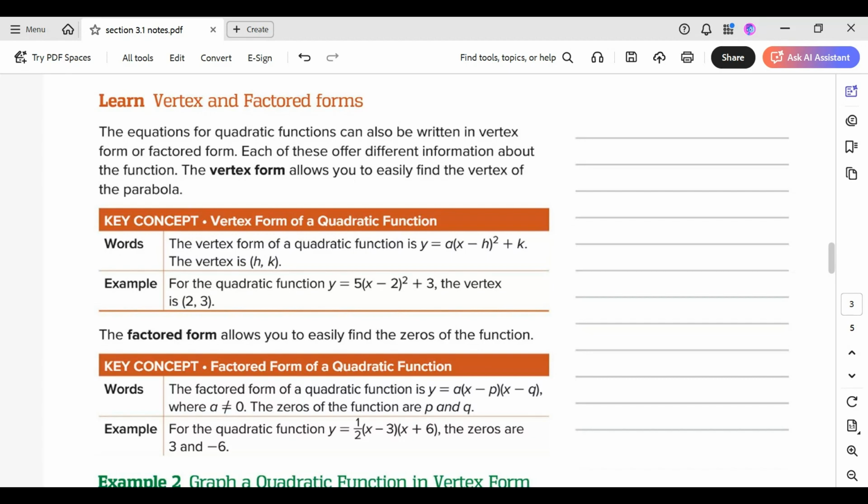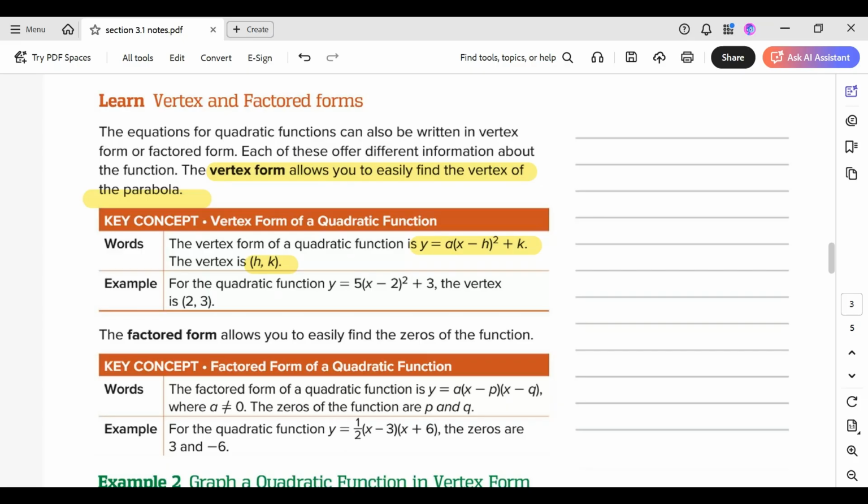The vertex and factored forms. So our vertex form allows you to easily find the vertex of the parabola. Normally the formula is y equals a parentheses x minus h closed squared plus k, and our vertex is identified as (h, k), which we learned in a previous lesson.